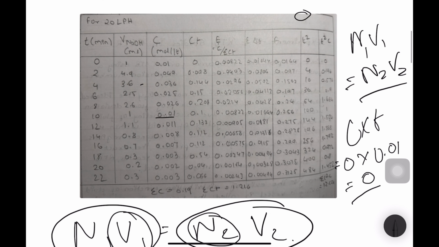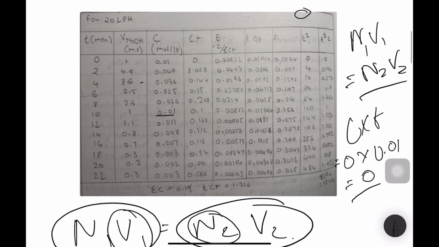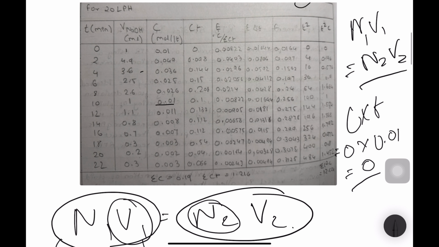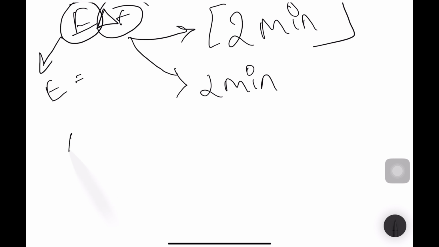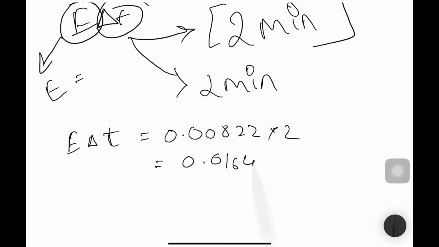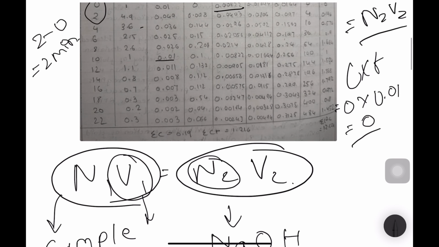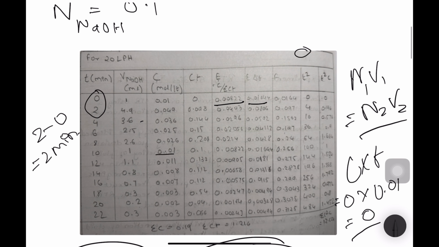Let's take the example of the first observation. We have E for the first observation as 0.00822, and the time difference would be 2 minus 0, which is equal to 2 minutes. So E delta t for the first observation would be 0.00822 into 2, which is equal to 0.01644.